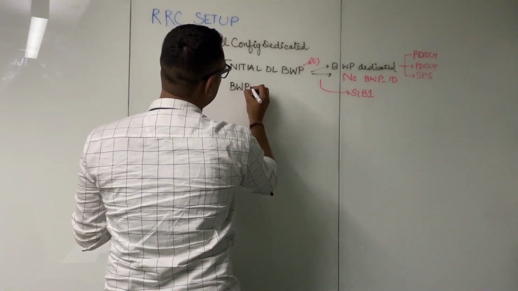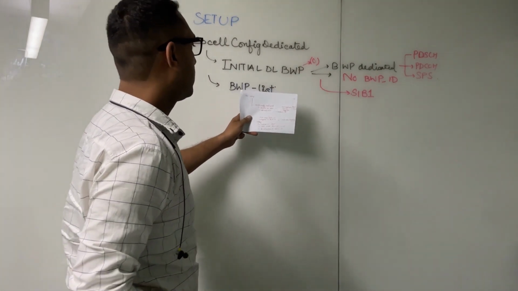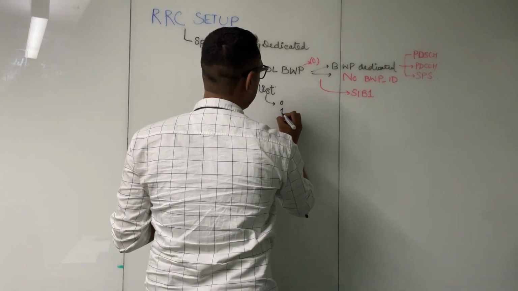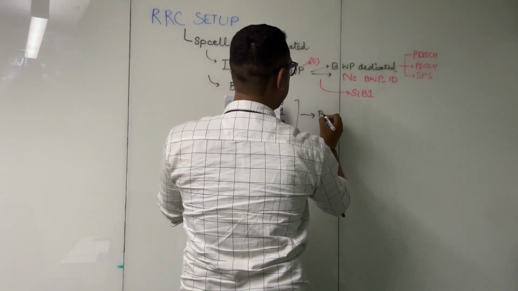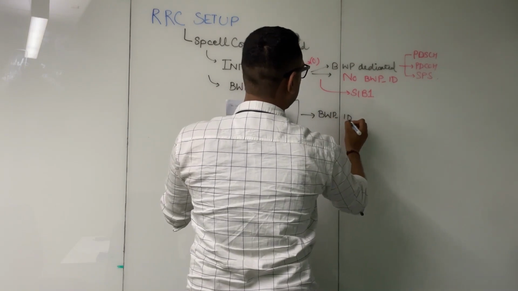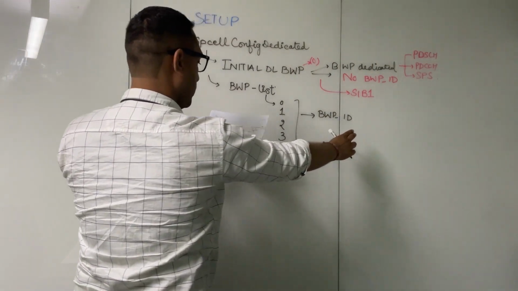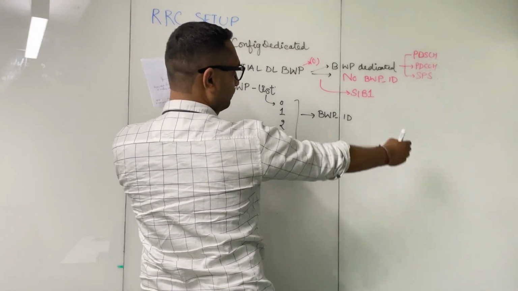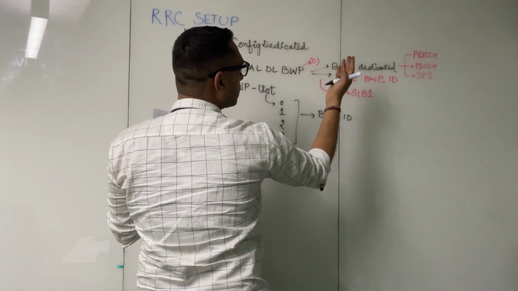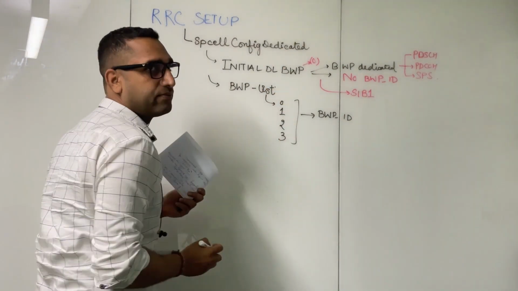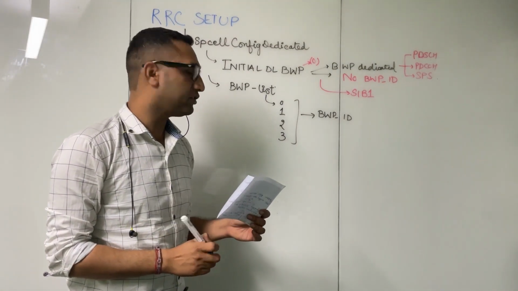BWP list. Basically you can say add mod list. Through these lists we can configure up to 4 BWPs. Now each of them will contain a BWP ID. Here the ID was not present because the ID is by default 0. This will contain a BWP ID. Also, this will contain dedicated as well as common configuration, because the common configuration for these was not present in SIB1. So this needs to have all the configuration.